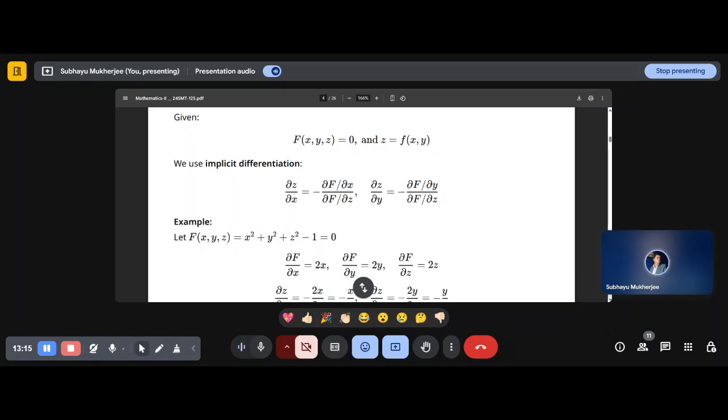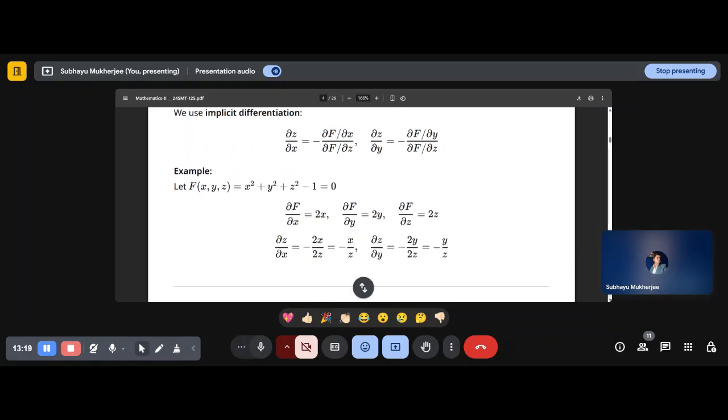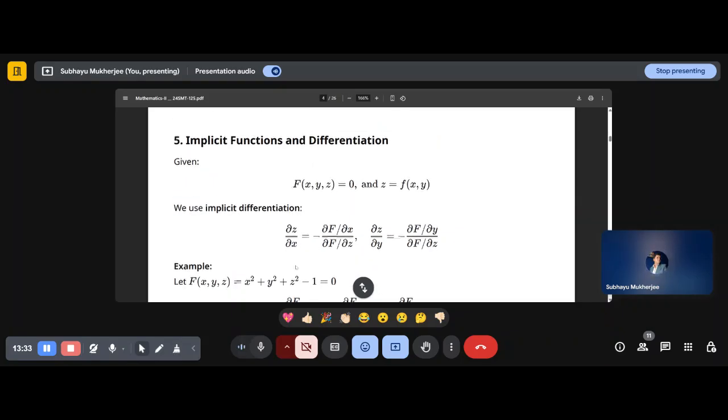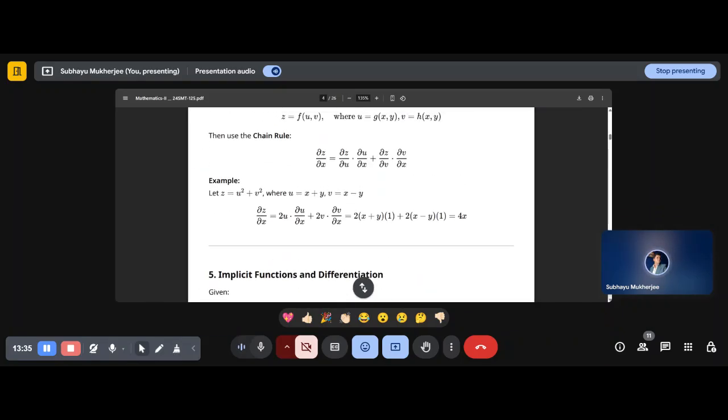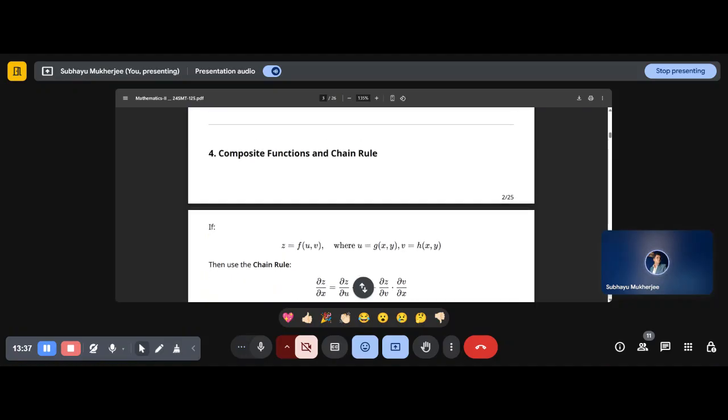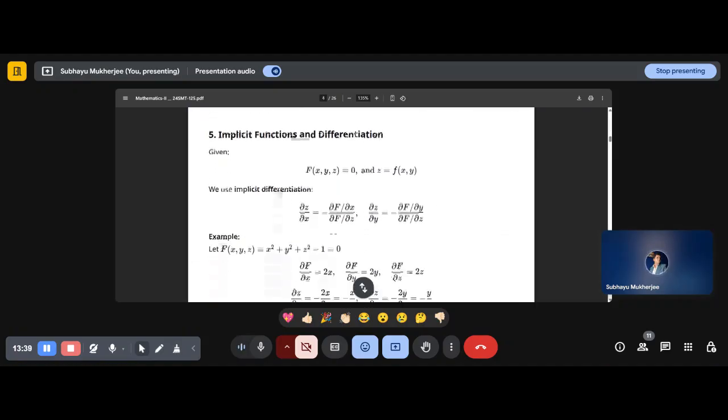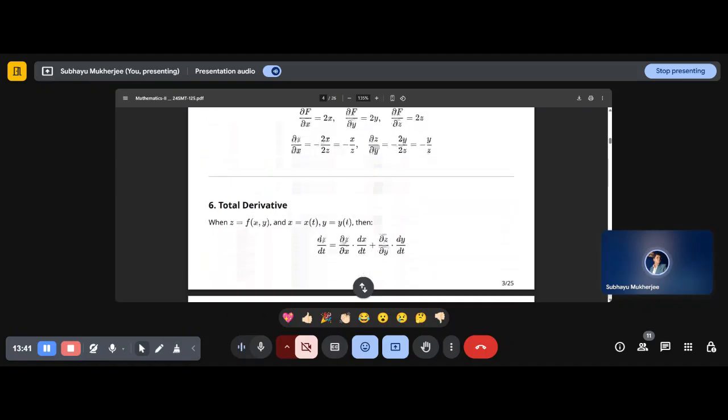Now, what is this capital F? F is the function which will be given to you in the question. So if F is given to you, you will simply need to find del f del x, del f del y and del f del z first, and then again you need to find del z del x. Now this is a bit tricky because this concept is a continuation of your earlier concept, composite functions. So this can also be asked for 5 marks.